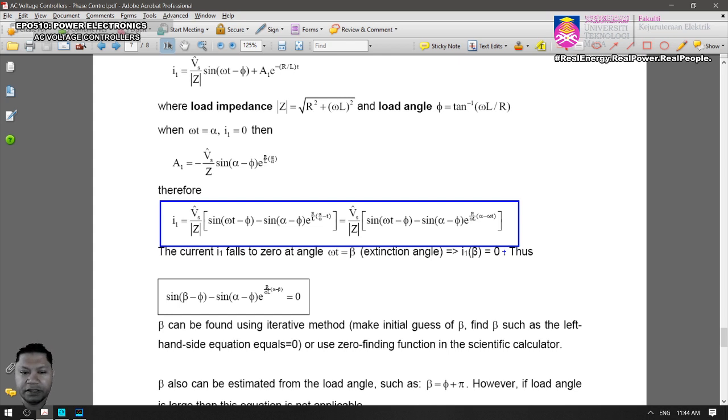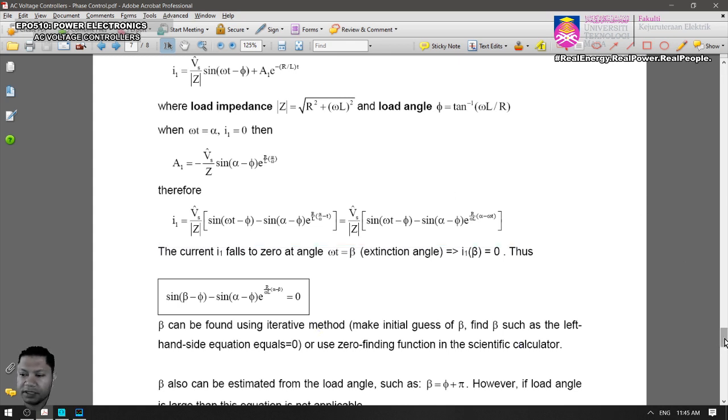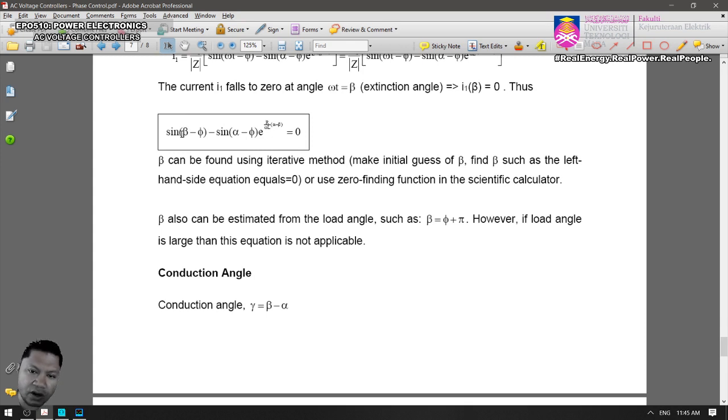Right, the current can be described by this equation: I1 equals V peak over Z sine omega t minus phi minus sine alpha minus phi e to the power of R over omega L alpha minus omega t. And if you let the current fall to 0 at angle omega t equals beta, then you can see that I1 at beta equals this, and you can find the beta by solving this equation, isn't it? If you solve this equation, then you can find the beta, the extinction angle. You can use a zero finding function in a scientific calculator. We have tried this before to find beta using the calculator. So you follow the same steps, then you can find beta.